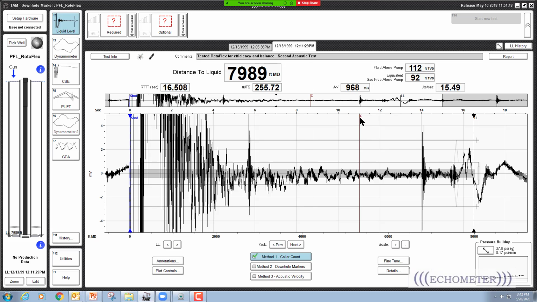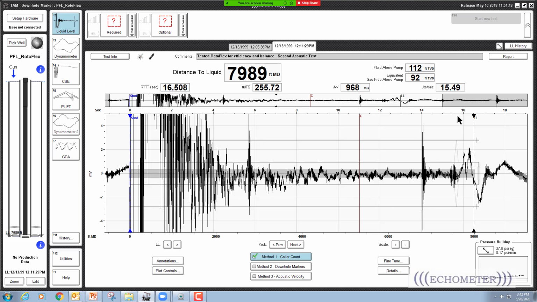When you count collars, the software puts a line with the label C on it, and that represents how far the collars were automatically counted. And if you use the downhole marker method, like the tubing anchor or a perforation, then you can use the known depth to determine the depth to the liquid level.